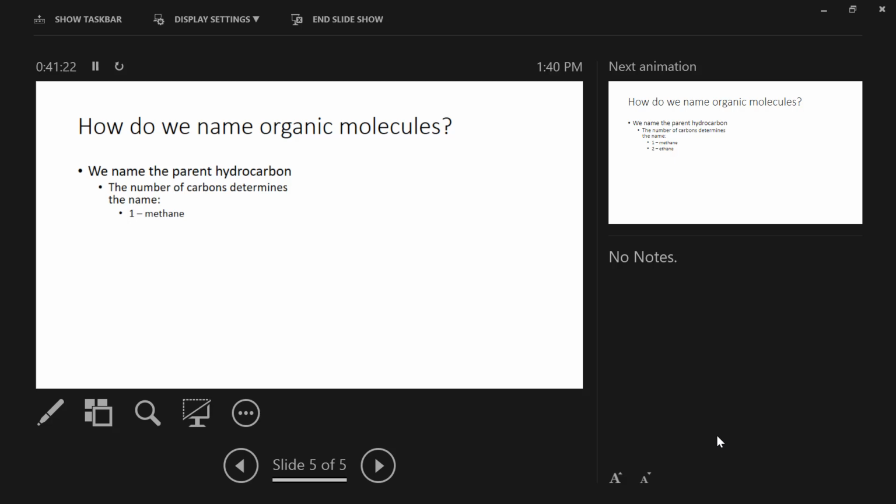So if the parent hydrocarbon has one carbon, it is called methane. If it has two carbons, it is called ethane. Is that why they're all called ethanol? Ethanol, ethanoic acid, ethylaldehyde, ethyl phosphate, ethylamine. Yep, because we've named the parent hydrocarbon.